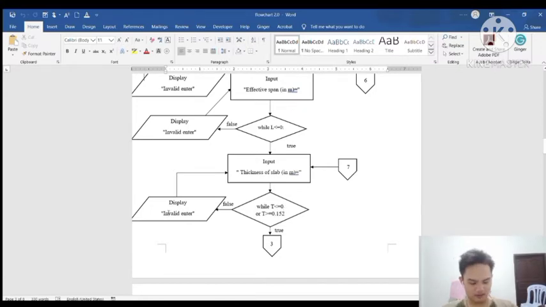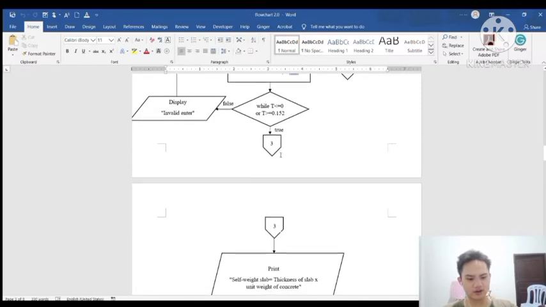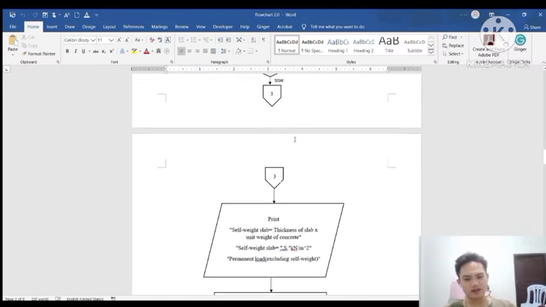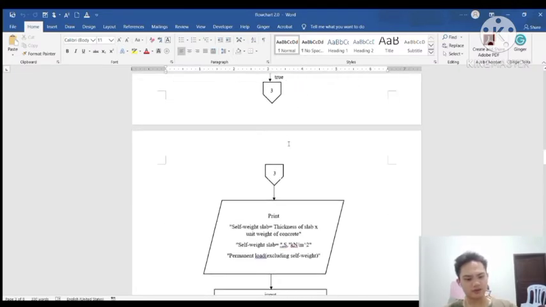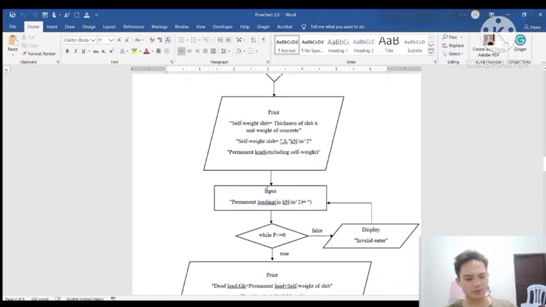If it is smaller, we display an error and re-enter. Otherwise we continue to the input. We calculate the self-weight of the slab, equal to the thickness of the slab times the unit weight of the concrete, and the self-weight of the slab is in kN per meter squared, and the permanent load including the self-weight.